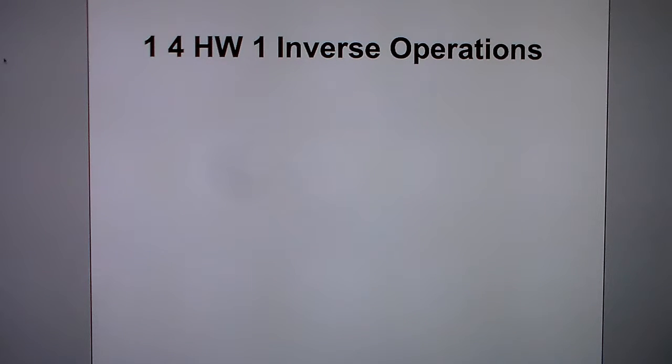Alright, ladies and gentlemen, this is 1-4 HW1, inverse operations. Now I'm going to walk you through some of the homework problems here.